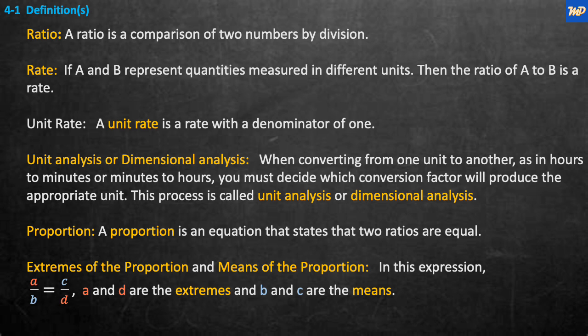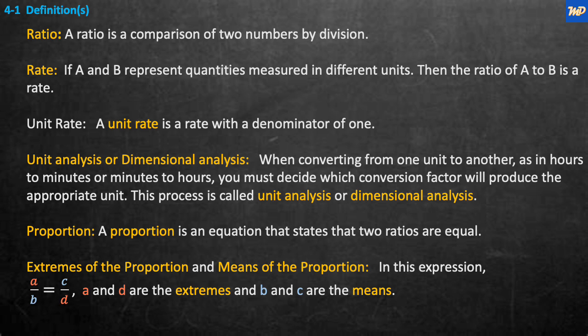A rate. If A and B represent quantities measured in different units, like feet and seconds, two different quantities, then the ratio of A to B is a rate. A unit rate. A unit rate is a rate with a denominator of 1. That'd be like miles per second, miles per 1 second, feet per hour, okay? Miles per gallon, per single gallon, per 1 gallon, divided by 1.